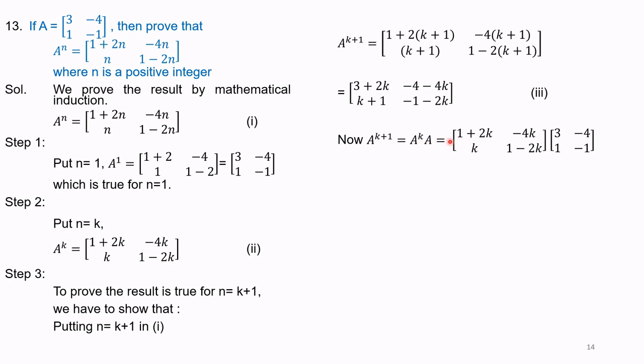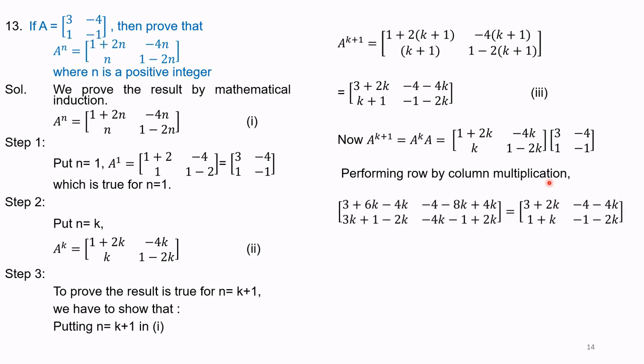Therefore, we will write it again. A to the power of k is here, that is from equation 2. We will substitute, and the given matrix is also written, 3, minus 4; 1, minus 1. This we have copied from the given data. So now performing row and column multiplication, we get 1 plus 2k into 3 and minus 4k into 1. That gives 3 plus 6k minus 4k.